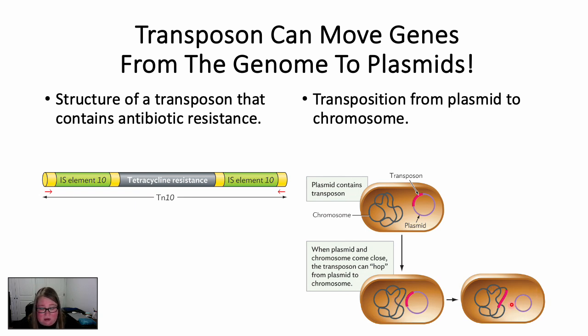The plasmid is no longer going to contain that gene, and the gene's now in the bacterial chromosome. We have now successfully moved a gene for antibiotic resistance thanks to this transposon. So this bacteria and all of its progeny are now going to be resistant to tetracycline.